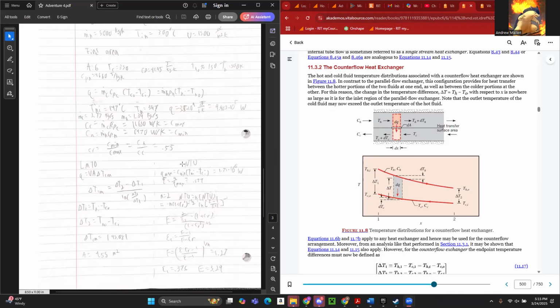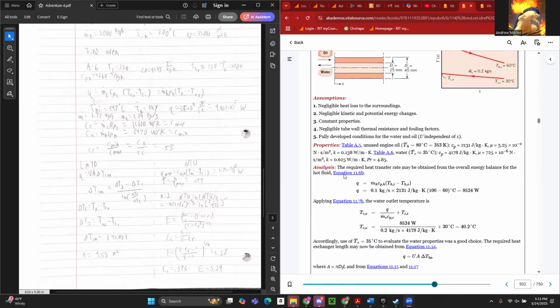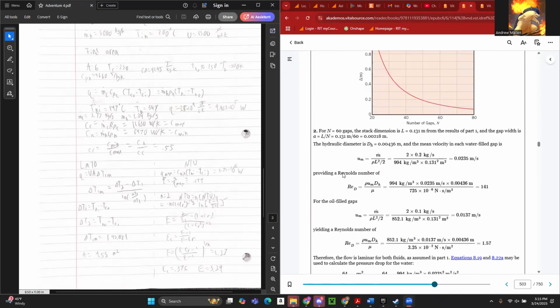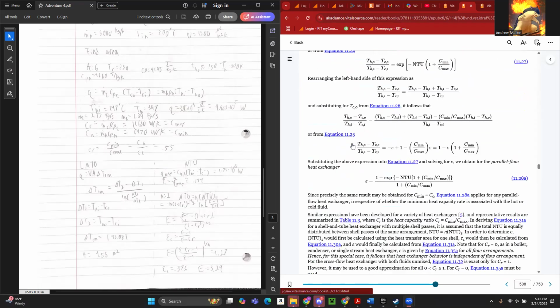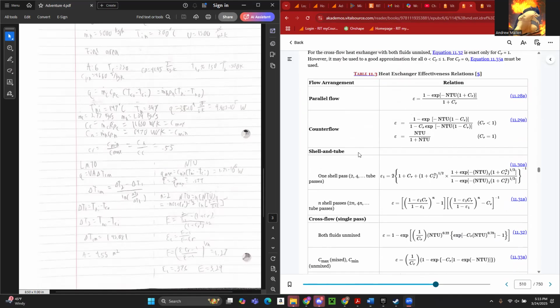Q max is equal to the C min, which in this instance is the C of the hot, times the inlet temperature difference, which will give us a maximum power of 1.75 times 10 to the 6 watts. We can then find the efficiency by dividing the energy that we found over the maximum energy, giving us an efficiency of 0.577. Now, this is where the equations get complicated.